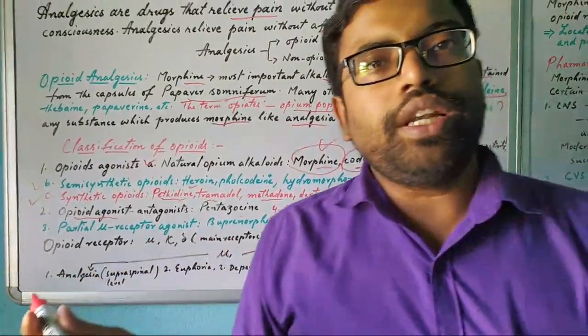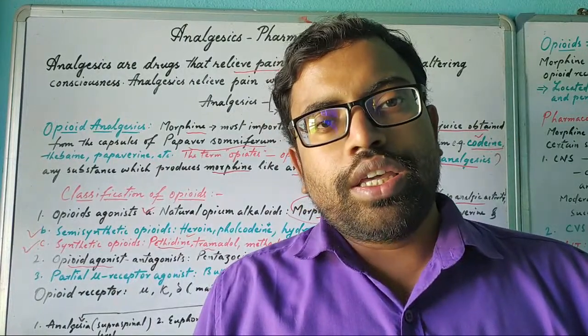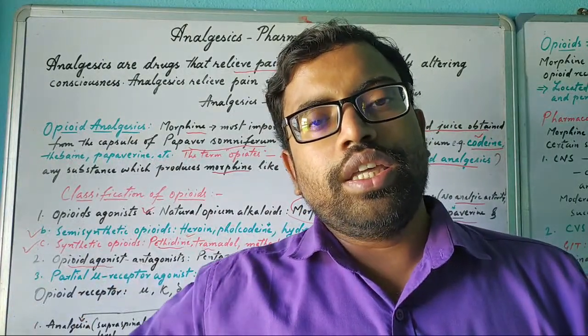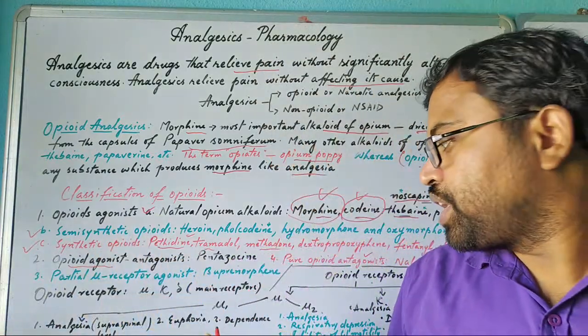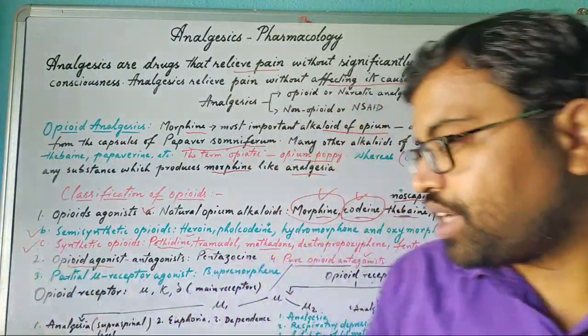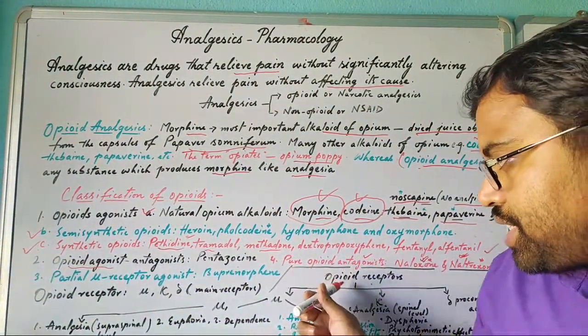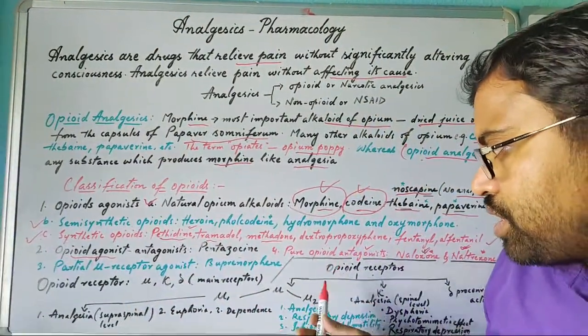Supraspinal is nothing but the medulla, amygdala, and hippocampus. So these are the supraspinal regions, and the midbrain. And spinal is the remaining spinal cord. So these receptors are present over those locations.